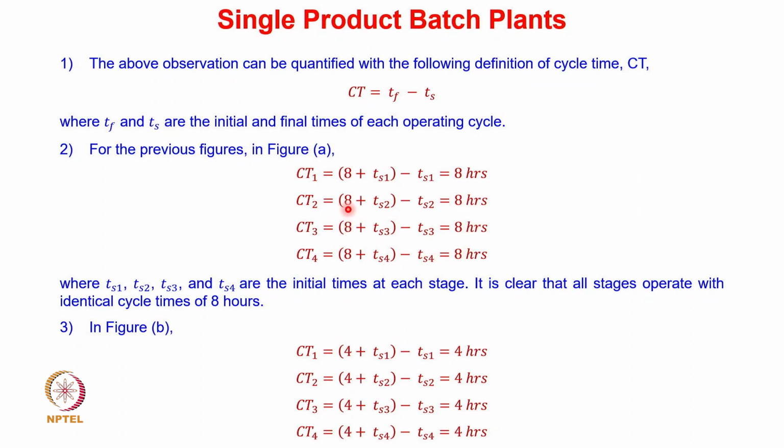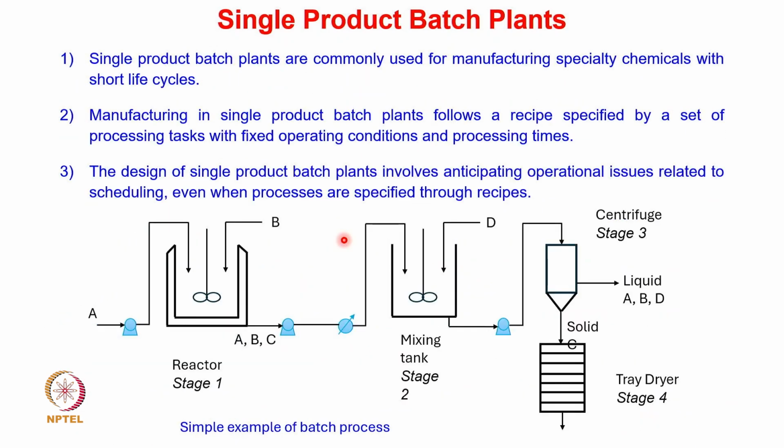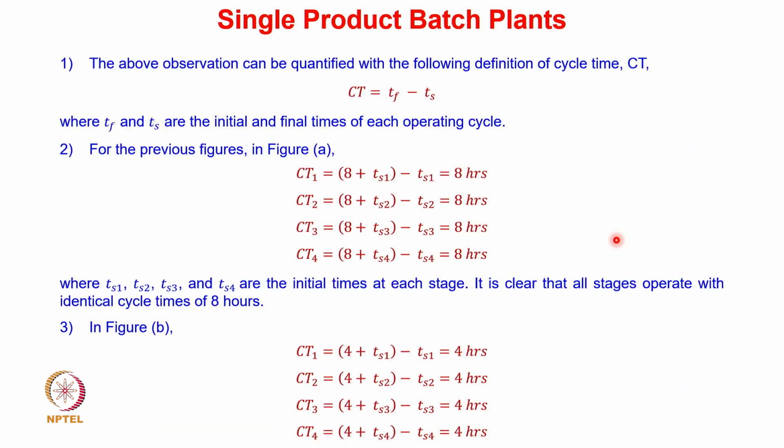So here for unit 2, which is the mixing tank, that comes around 8 plus ts2 minus ts2, again 8 hours. For unit 3, in this case we have used as a centrifuge. So this unit 3 is a centrifuge. So for unit 3, 8 plus ts3 minus ts3, which will be equals to 8 hours. Similarly, for the last, tray dryers, the cycle time comes around 8 hours. So you can see that in this case, all stages operate with the identical cycle times of 8 hours.